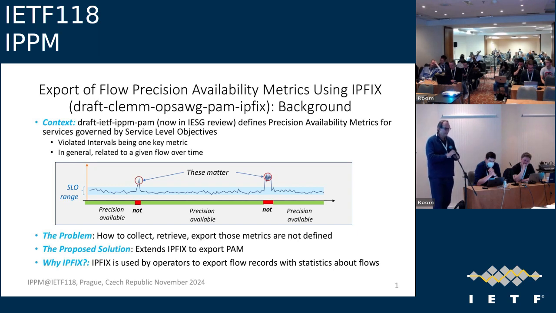The context again is precision availability metrics. As a reminder, I believe you have seen this diagram before. The idea is that you have certain precision networking services which are defined by very tight service level objectives. And you want to maintain statistics or keep track of whether or not these SLOs are being violated. If they are being violated, then effectively your high precision is not available, hence precision availability metrics. And the key there is keeping track of intervals during which violations of these metrics occur.